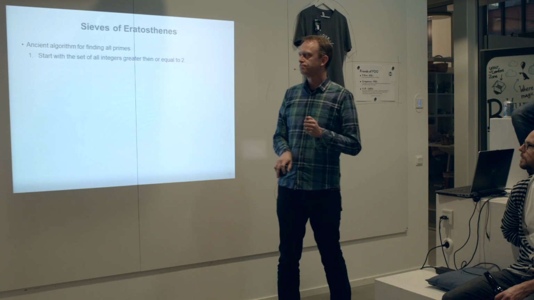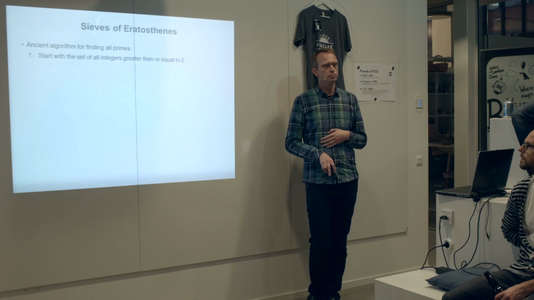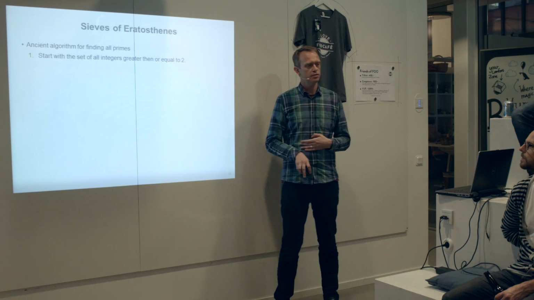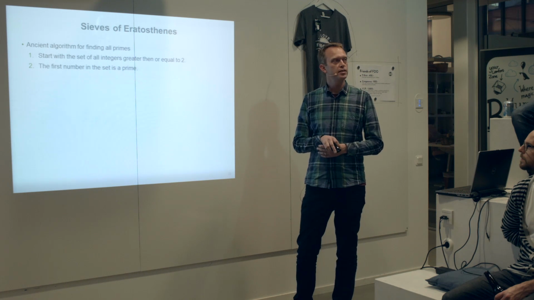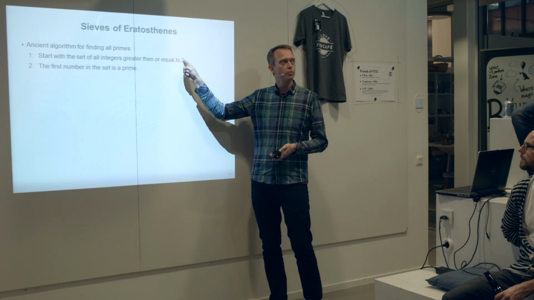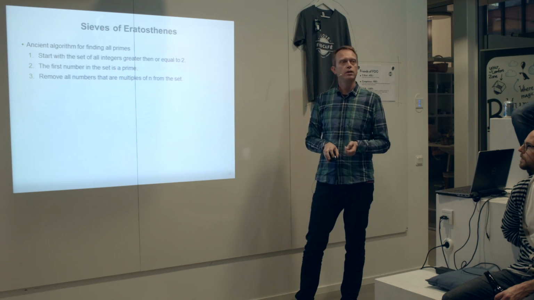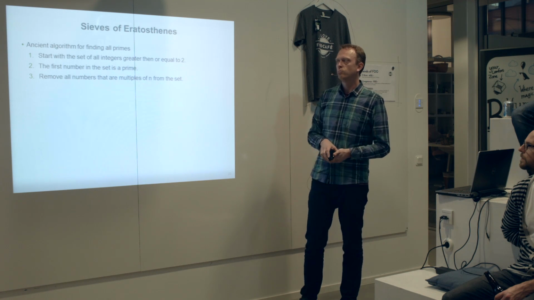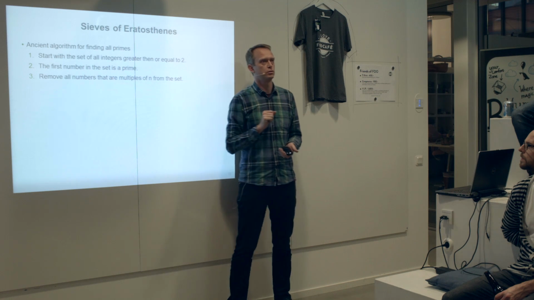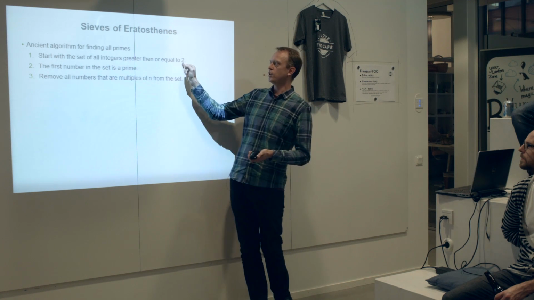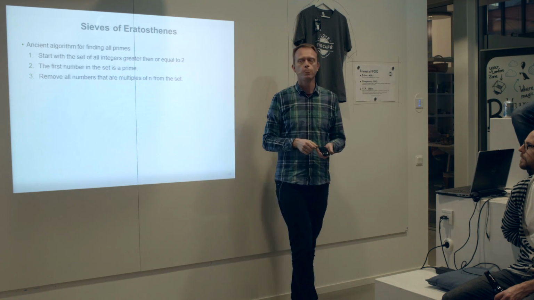And it works like this. You start off with a list of all integers greater than or equal to 2. So an infinite list of values. Then you return the first number in that list as a prime. 2 is a prime, right? Nothing strange about that. Then you filter all the values you have by removing all the numbers that are multiples of the prime you just took. So in the first iteration here, we will remove all multiples of 2. So we remove 4, 6, 8, and so on.